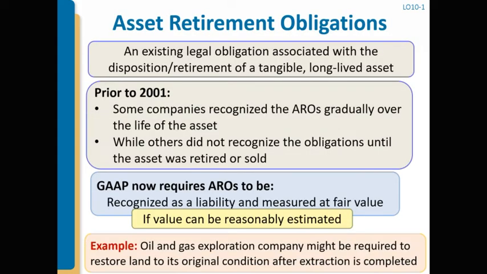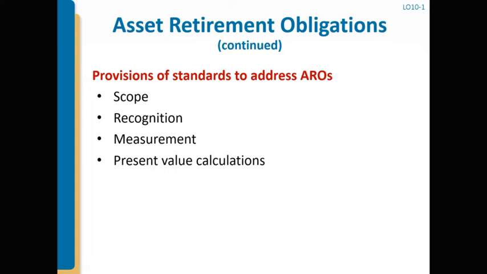Okay, this is the most important thing that you need to be careful about. The asset retirement obligation means an existing legal obligation associated with the disposition or retirement of a tangible long-lived asset. Prior to 2001, some companies recognized asset retirement obligations gradually over the life of the asset, and now GAAP requires asset retirement obligations to be recognized as a liability and measured at fair value if the value can be reasonably estimated. The standard has provisions to address scope, recognition, measurement, and present value calculations.